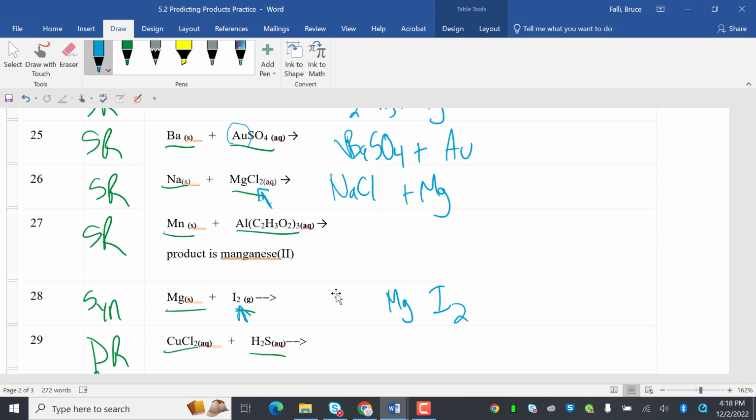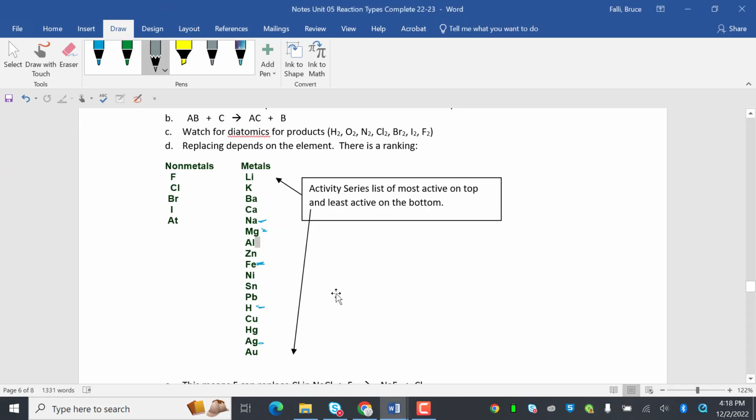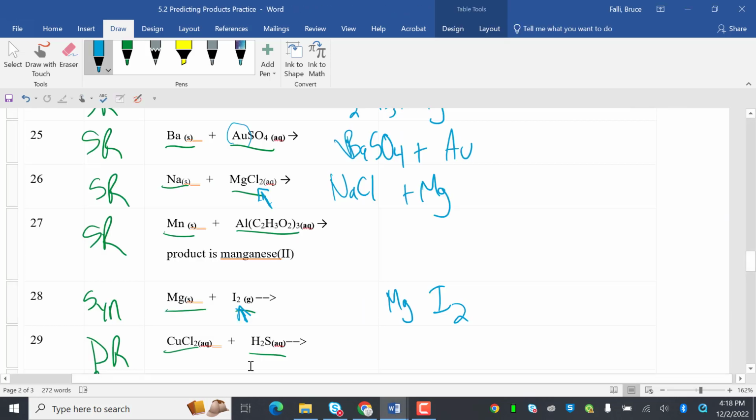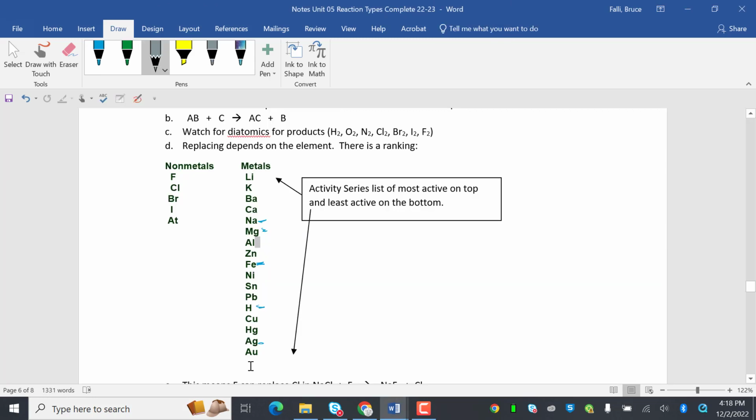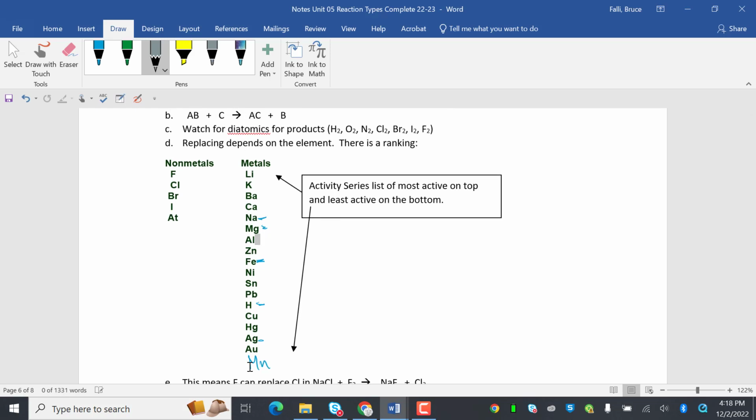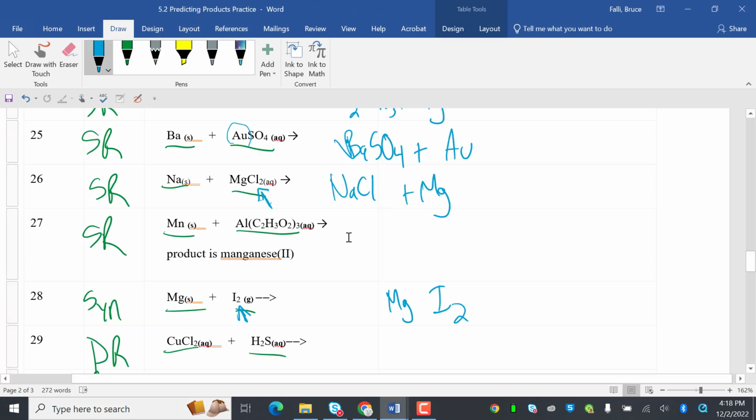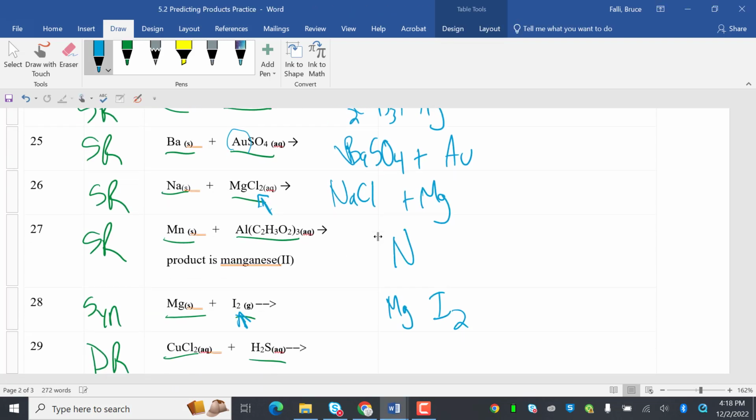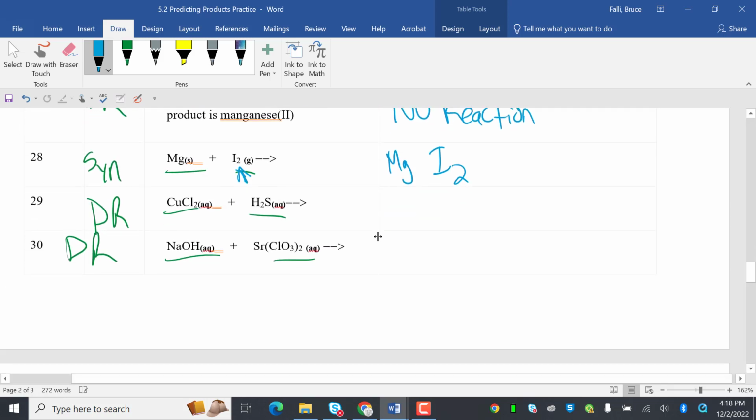Manganese and aluminum. I think I don't have Mn on mine, so I'm going to just make this up. Mn should be in here, so just for kicks and grins, I'm going to put Mn down here. So we will say that aluminum is above Mn, so then we'll just say no reaction. No reaction, just because we haven't had one of those yet. And I picked a cheap activity series.